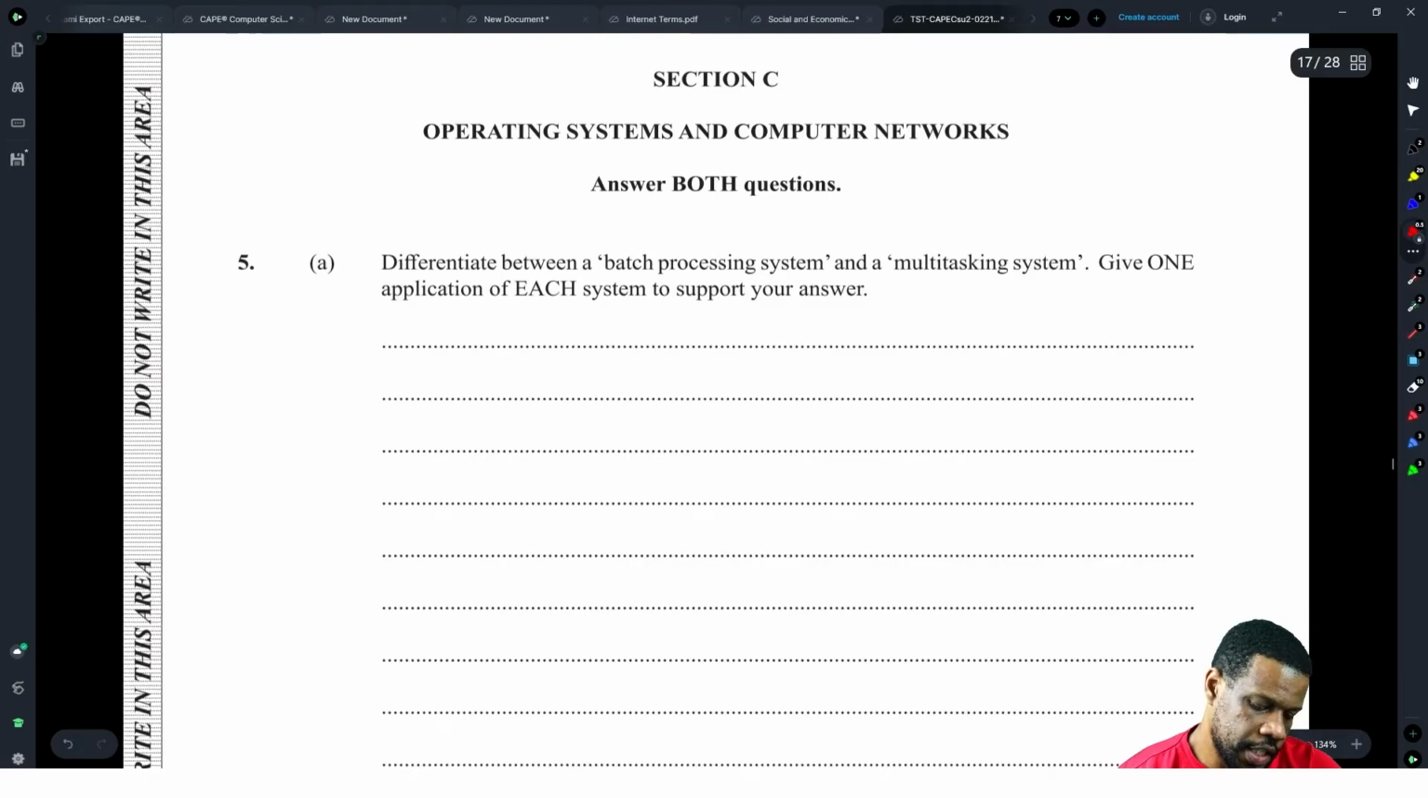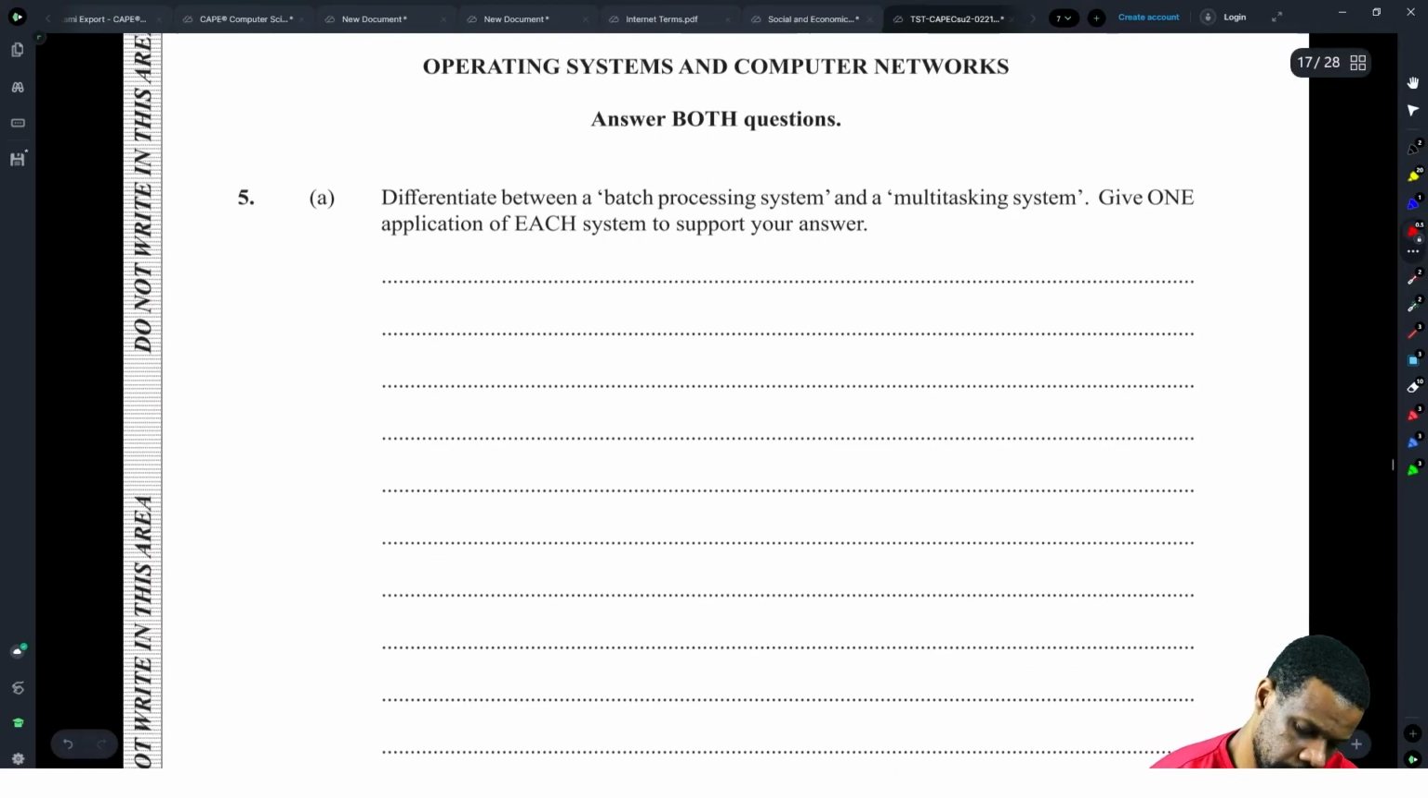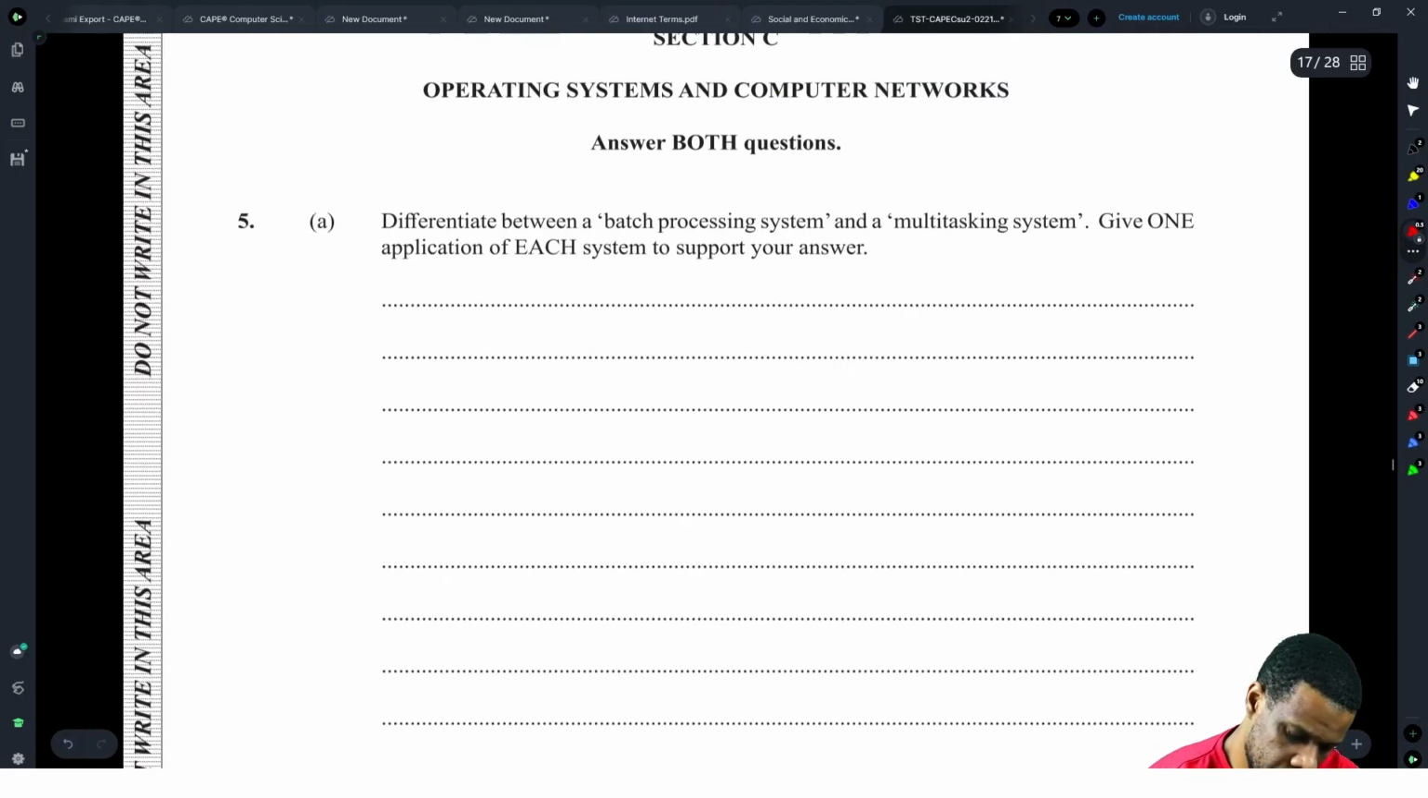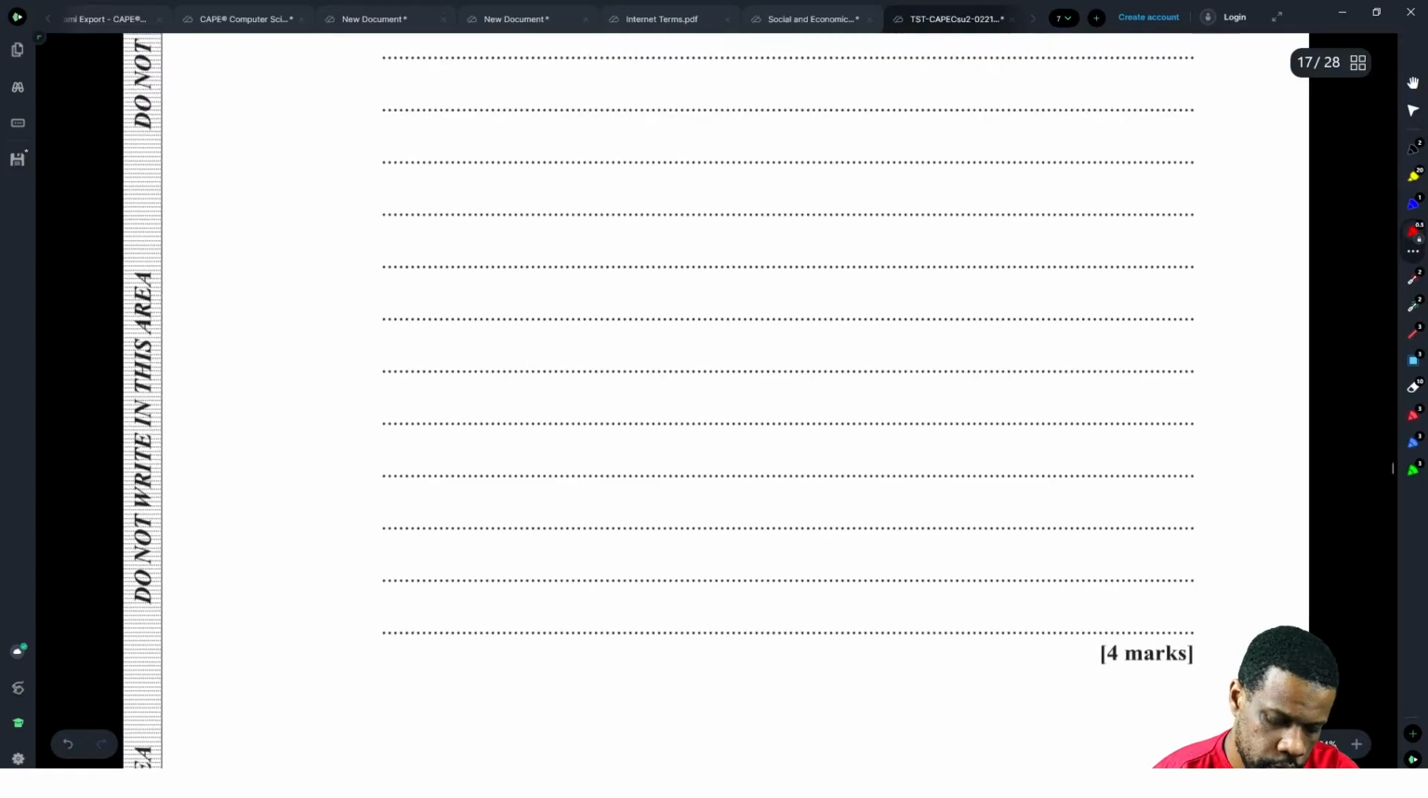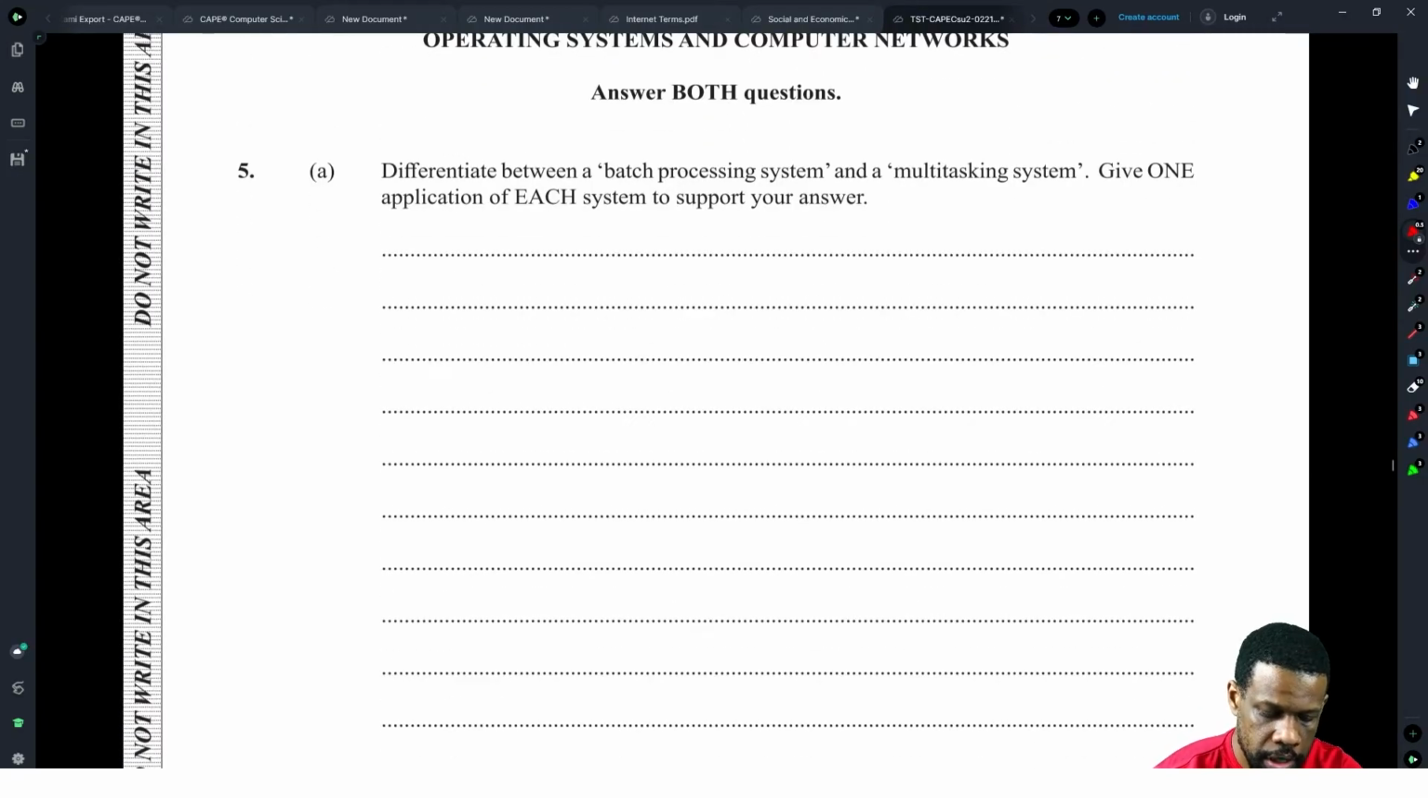All right, section C, module 3, which is operating systems and computer networks. 4 marks: distinguish between batch processing and multitasking system. Give one application each of them should use. So they want us to give one application. That means you have to give an example.